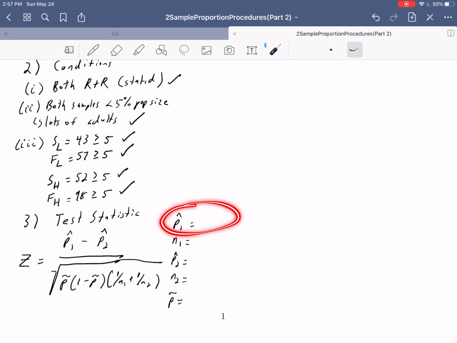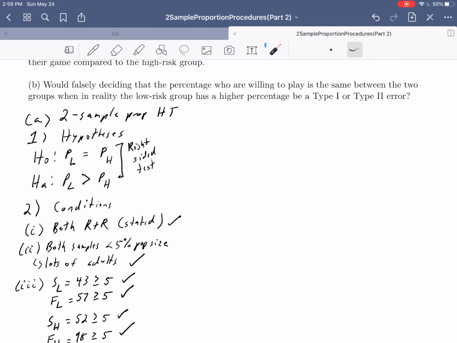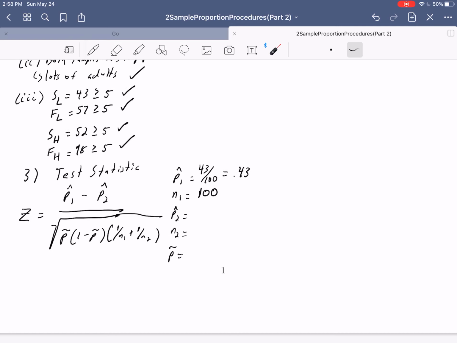So P1 hat, that is the first sample proportion. That is the percentage in the low-risk group who agreed to the offer. So that would be the number of successes in the low-risk group, 43, divided by the sample size, which was 100, which is a very nice, easy calculation. That's going to just be 0.43. The sample size for the low-risk group was 100. Remember, low-risk has to be group 1 because we put them first in our hypotheses.